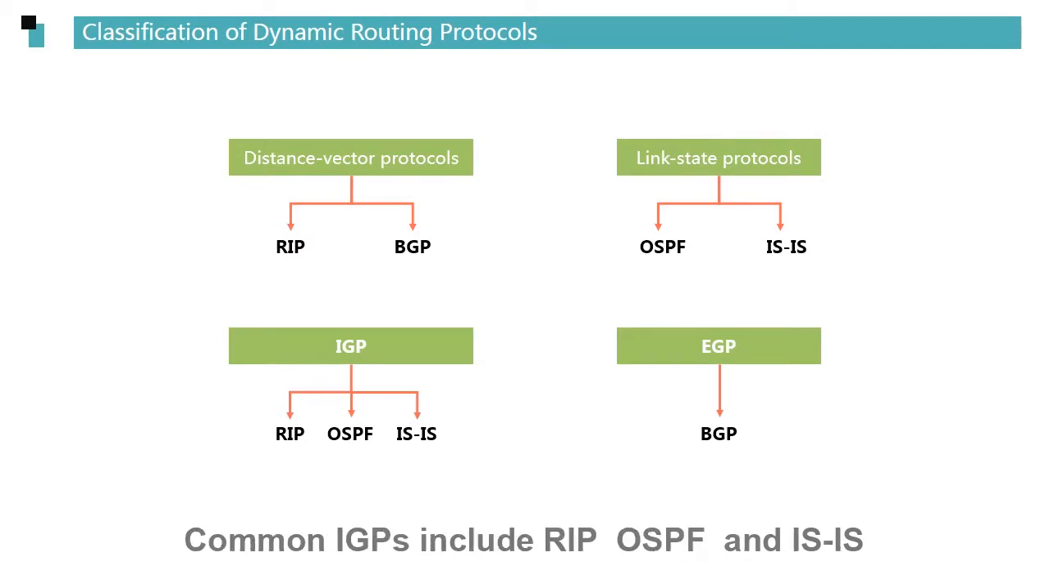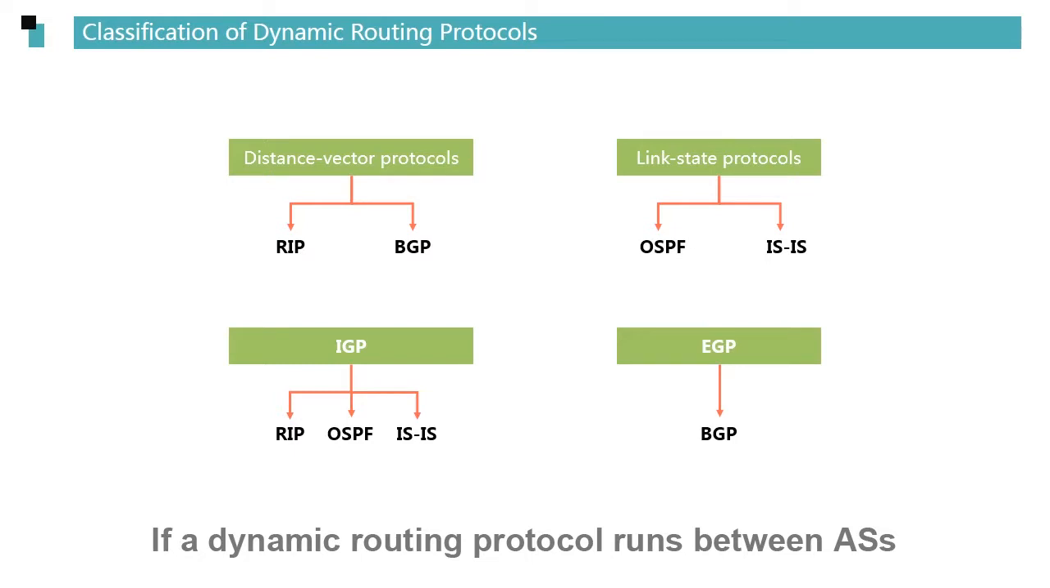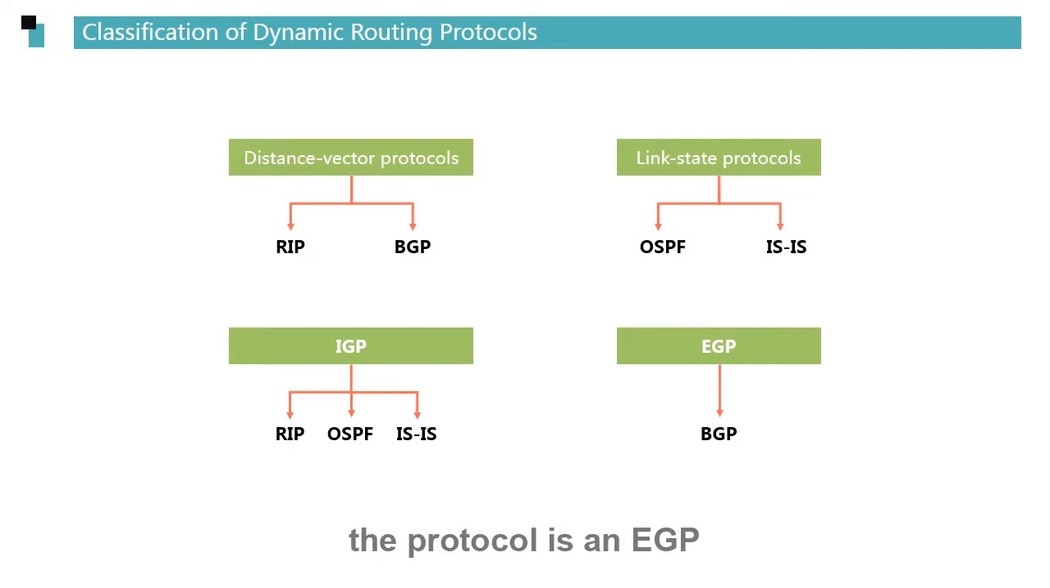Common IGPs include RIP, OSPF, and IS-IS. If a dynamic routing protocol runs between ASs, the protocol is an EGP. BGP is the most common EGP.